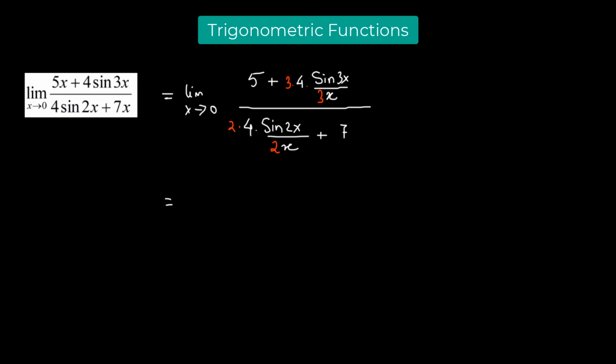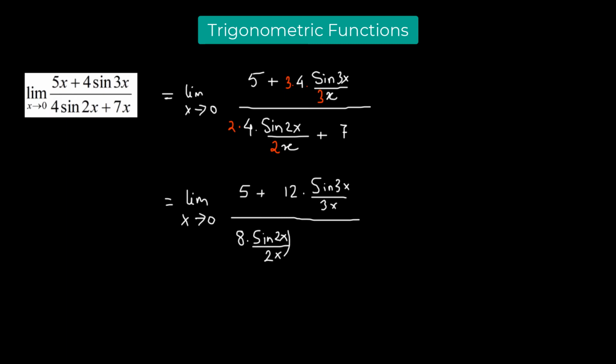So that gives us limit x approaching 0, 5 plus 3 times 4 is 12. So we have 12 times sine 3x over 3x, divided by 2 times 4 is 8. So we have 8 times sine 2x over 2x plus 7. Now when we apply the limit to each of the terms in both the numerator and the denominator, we get 5 plus 12.